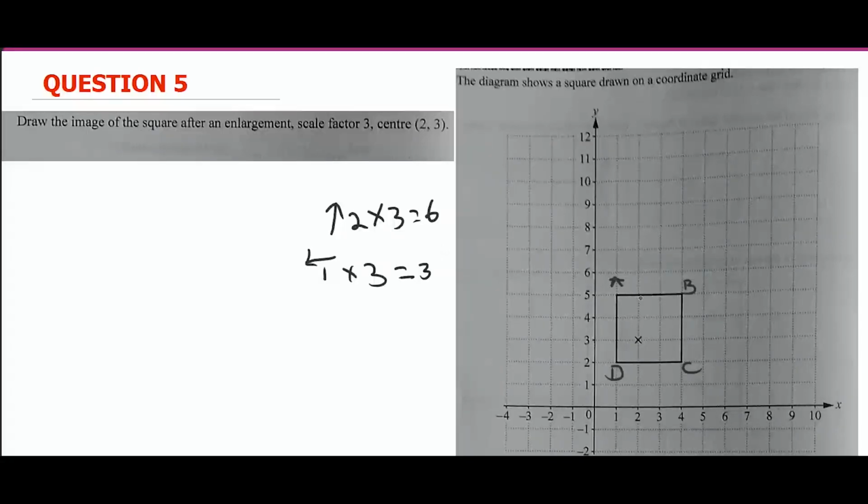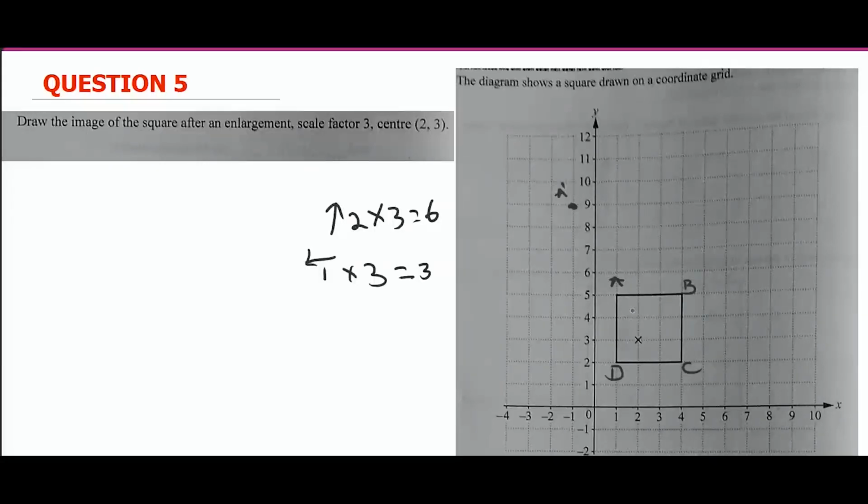Okay, so let's count from the center of enlargement 6 times. 1, 2, 3, 4, 5, 6. Then let's go to the left 3 times. 1, 2, and 3. So it will be here. This is the point for A prime. That's the image of point A.